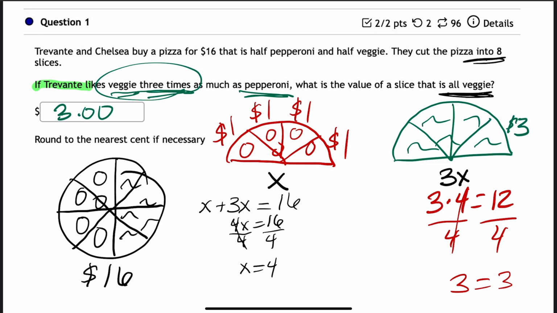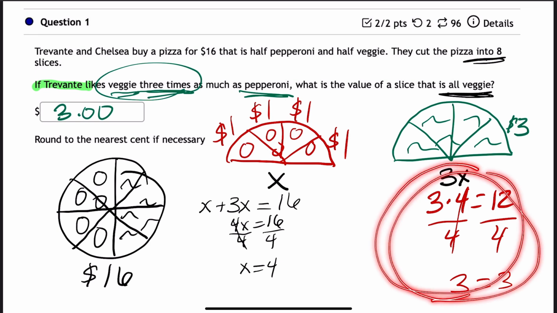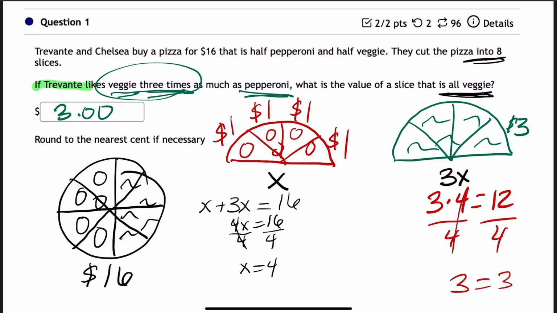I believe the original video given for this lesson does this part where you're trying to figure out what the whole thing is and divide it by 4 to get what the individual slice is. But you could, as I did here, just know that one slice is $1, and we want 3 times that one slice, so multiply by 3.